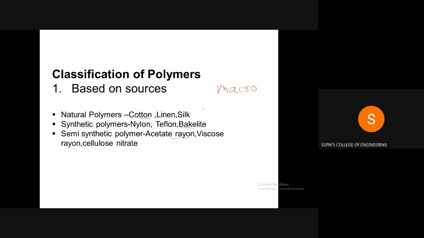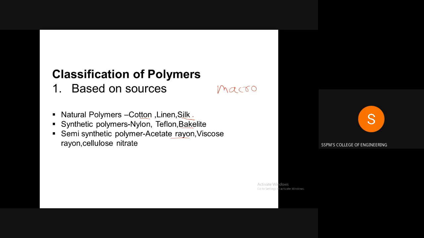Silk is an example of natural polymers. Cotton, that is cellulose, is also a natural polymer. Silk is an example of a natural polymer which is obtained from animals. In CET 2018, they asked the question: which of the following is a polymer which is obtained from animal? And they gave the options nylon, teflon, bakelite and silk. So silk is the answer to this question.